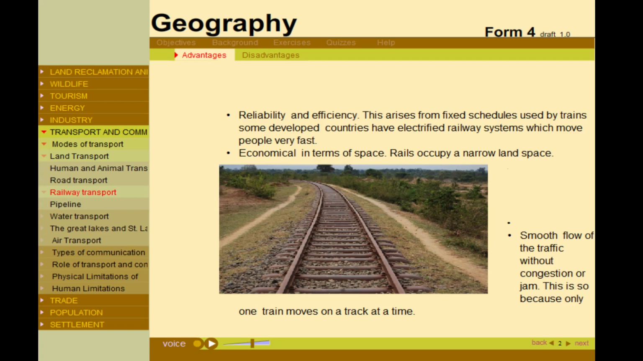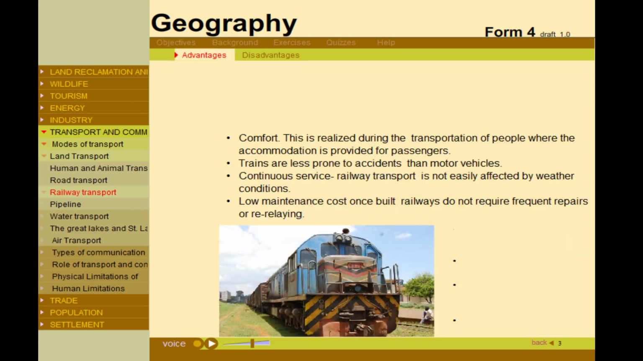Comfort. This is realized during the transportation of people where the accommodation is provided for passengers. Trains are less prone to accidents than motor vehicles. Continuous service. Railway transport is not easily affected by weather conditions. Low maintenance cost once built. Railways do not require frequent repairs or relaying.